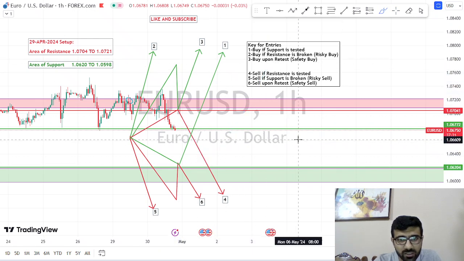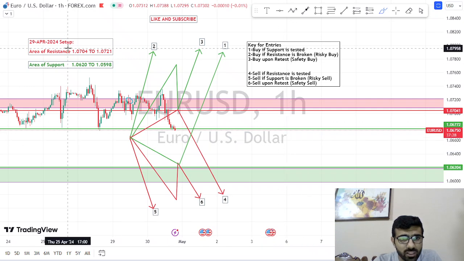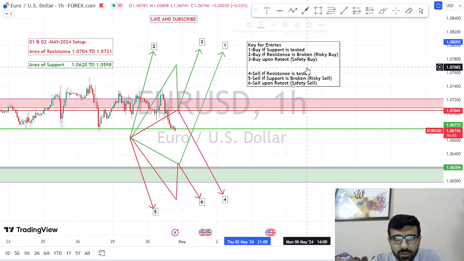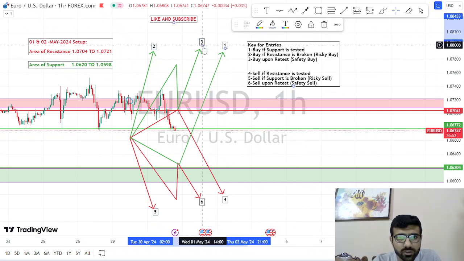Okay, something like this. Okay, so now let me move forward the scenarios for the next coming days, which will be first and second May 2024. The areas of resistance are going to remain the same. Okay, so now let me move forward these scenarios.